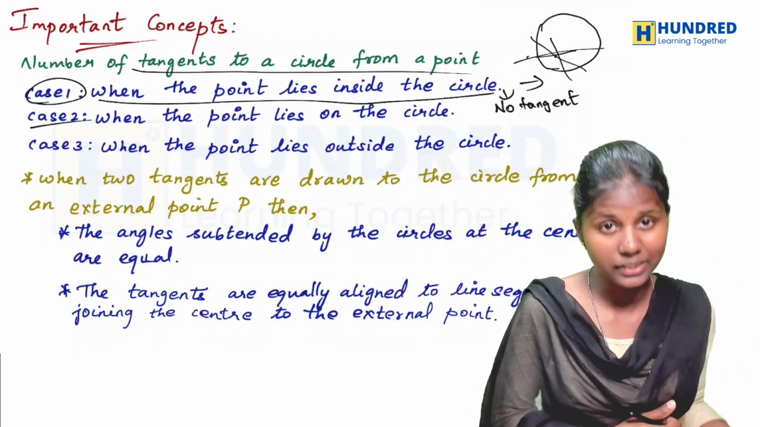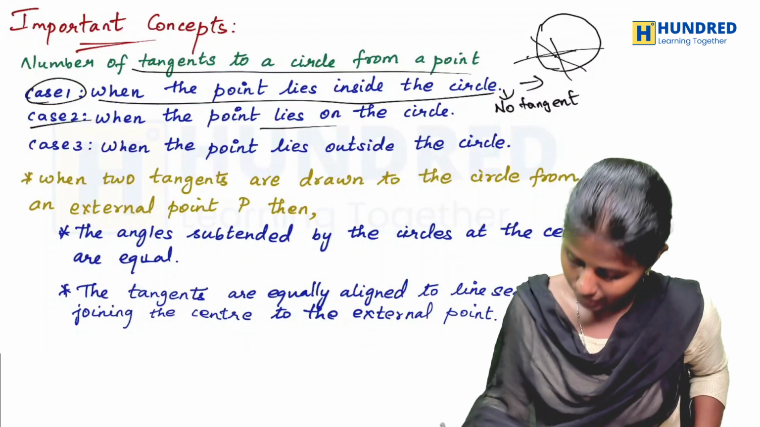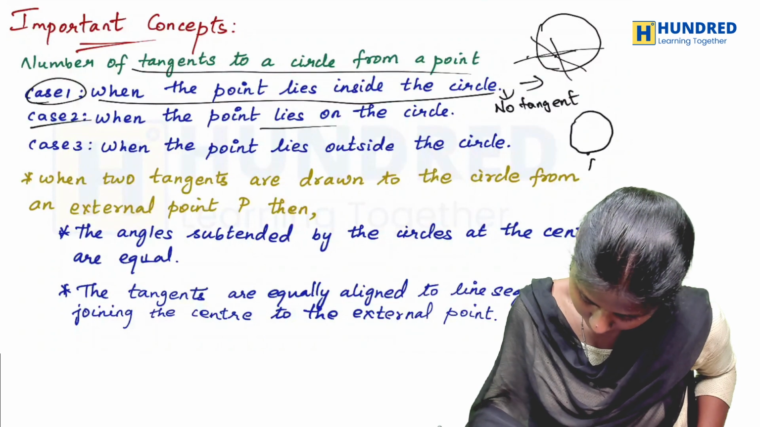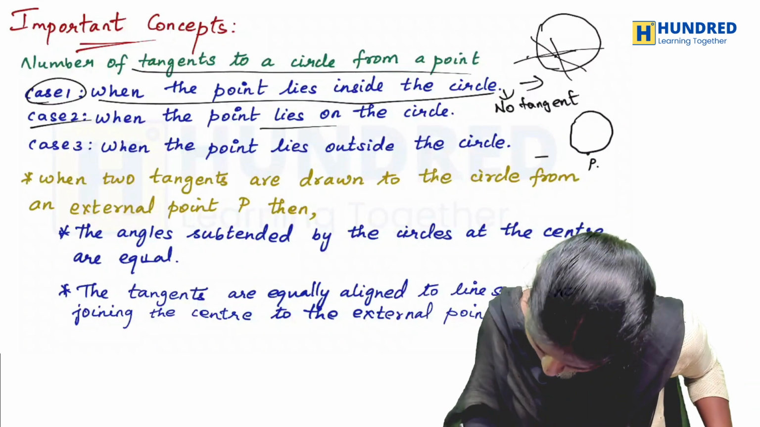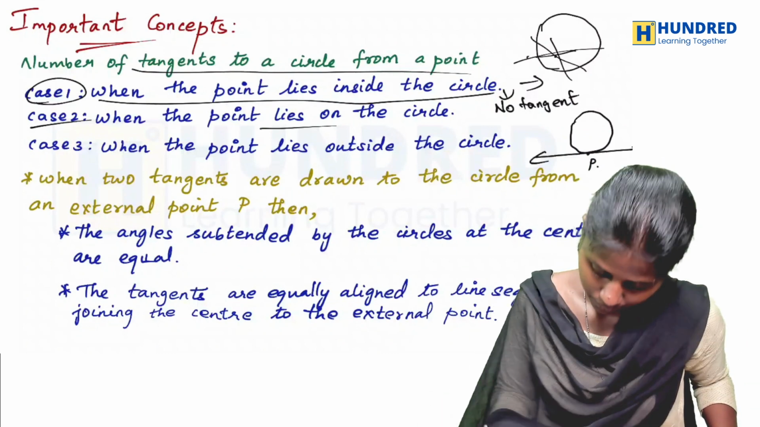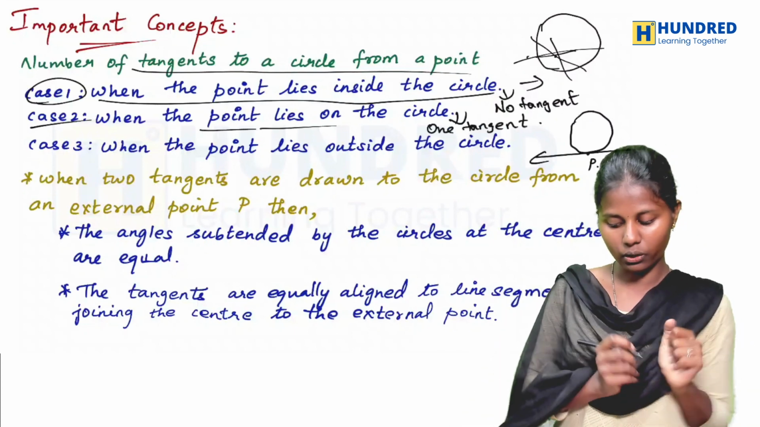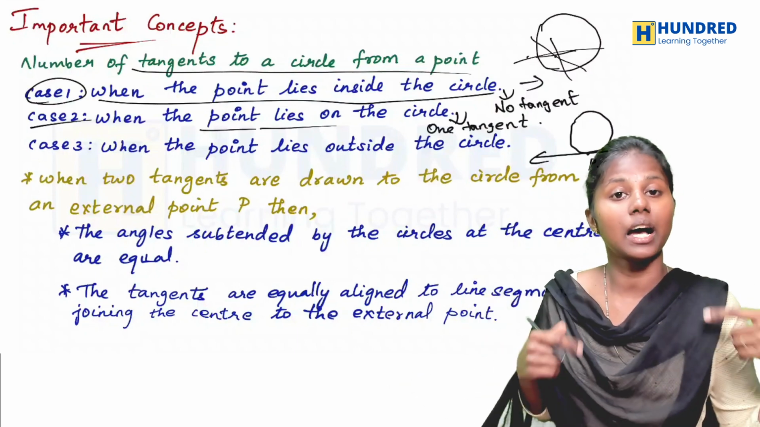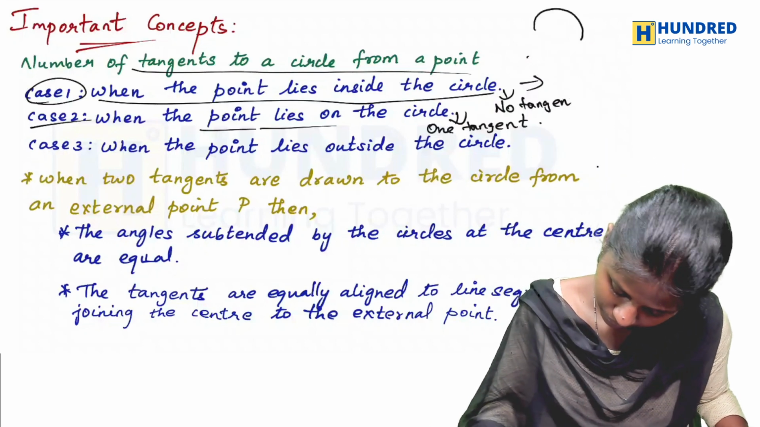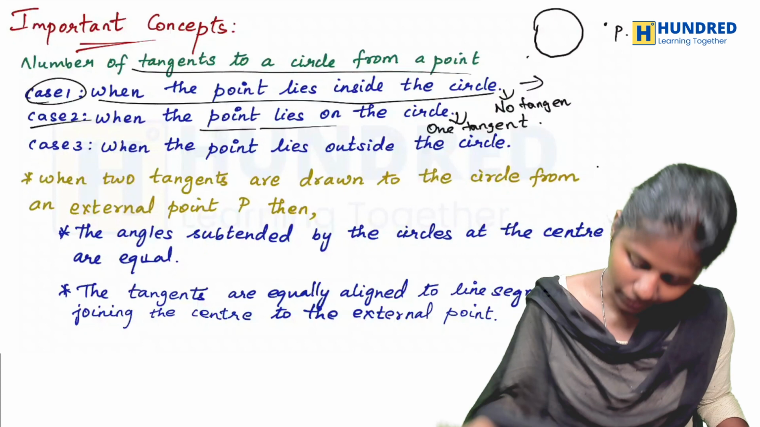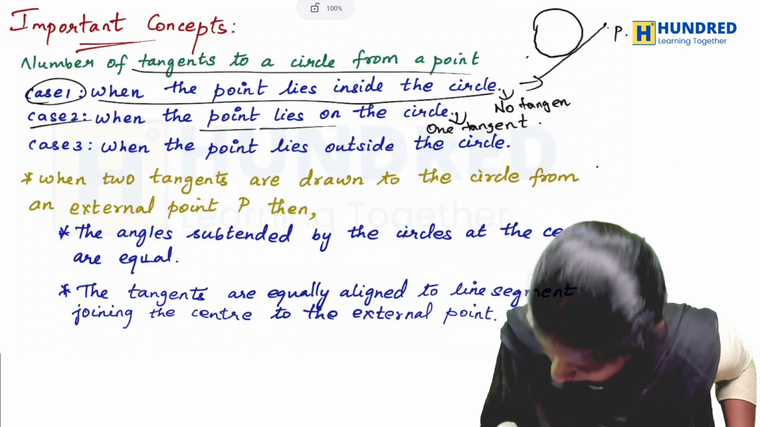Then we can move on to the next case, when the point lies on the circle. How many tangents can pass through this point? Only one. Exactly. When a point lies on the circle, one tangent is possible. Okay, let me discuss when the point lies outside the circle. I have a point called P outside the circle, and from this point, I am able to draw two tangents.